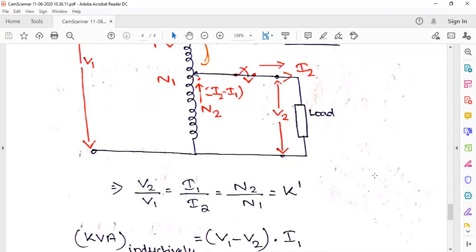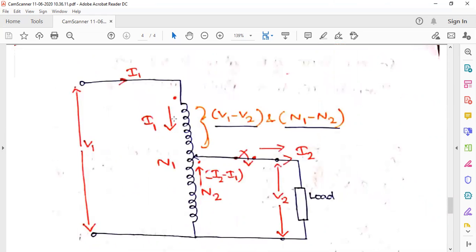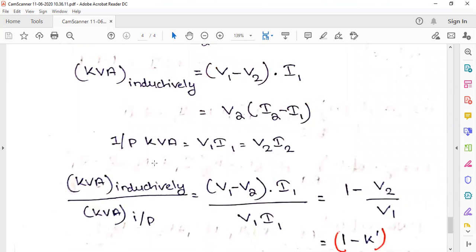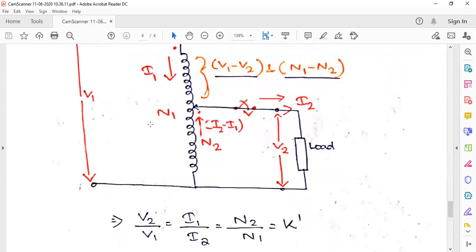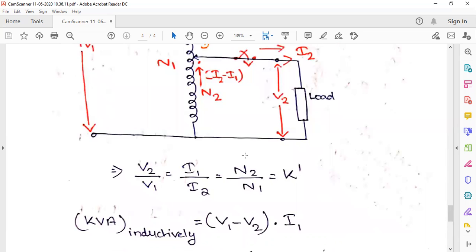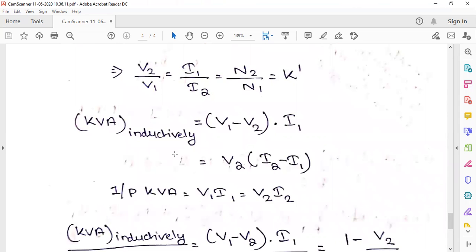Anyhow, kVA rating is voltage into current. So we go for the source side and we go for the load side. So here the current is I1, whereas the voltage is V1 minus V2. So V1 minus V2 into I1 is equal to V2 into I2 minus I1. And input kVA is V1 into I1 and is equal to V2 into I2. Input kVA is equal to output kVA. This is the kVA inductively.